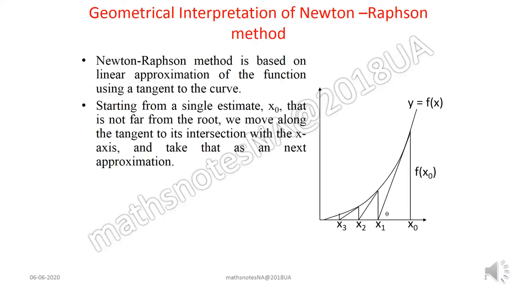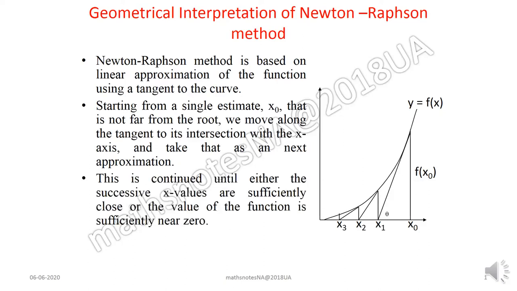Starting from a single estimate x0 that is not far from the root, we move along the tangent to its intersection with the x-axis and take that as the next approximation. This is continued until either the successive x values are sufficiently close or the value of the function is sufficiently near 0. Now we can write down that tan theta is equal to fx0 upon x0 minus x1.